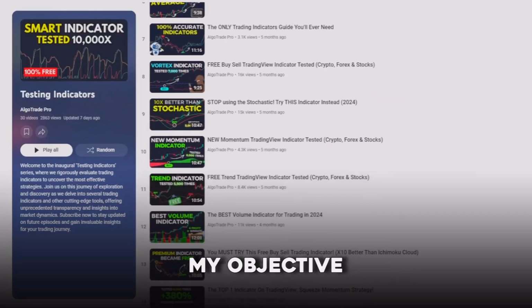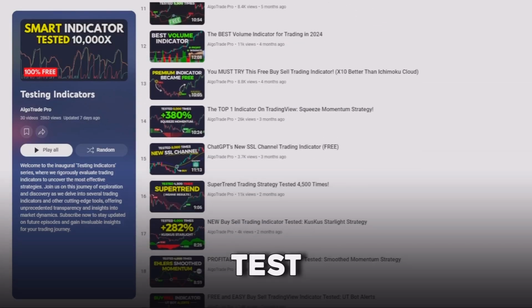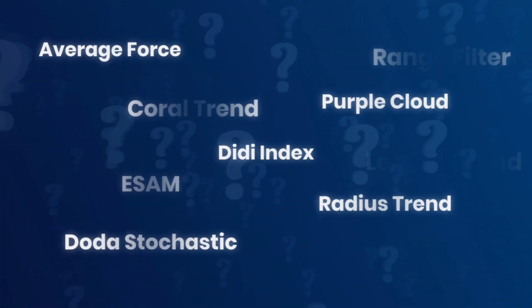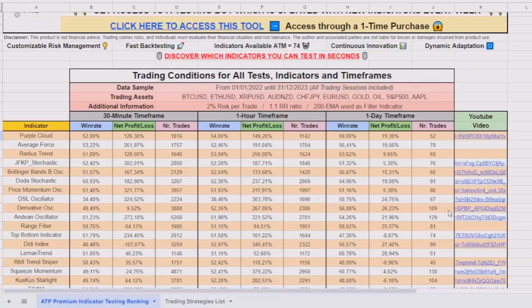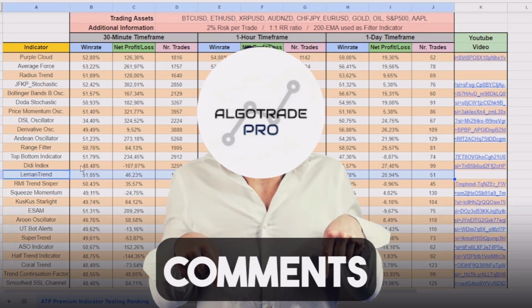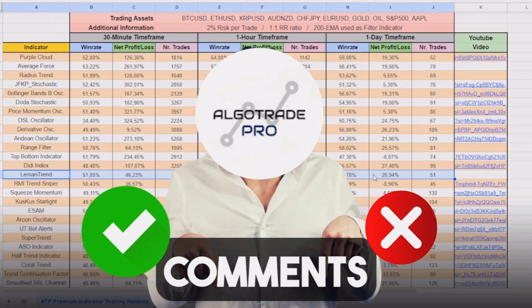In this series, my objective is to simply test different indicators to discover which ones give us more probability of success. In our ranking sheet, after considering all the results and comparing them with other indicators, I believe the Leman Trend's fair place is here. Tell me in the comments if you agree with this position or not.